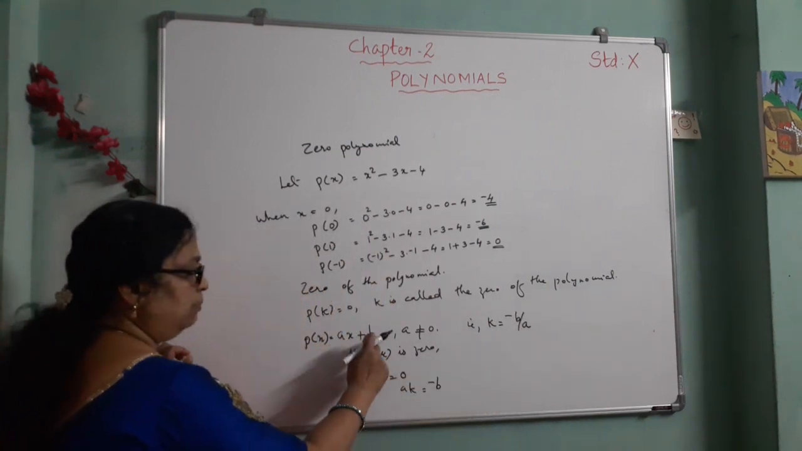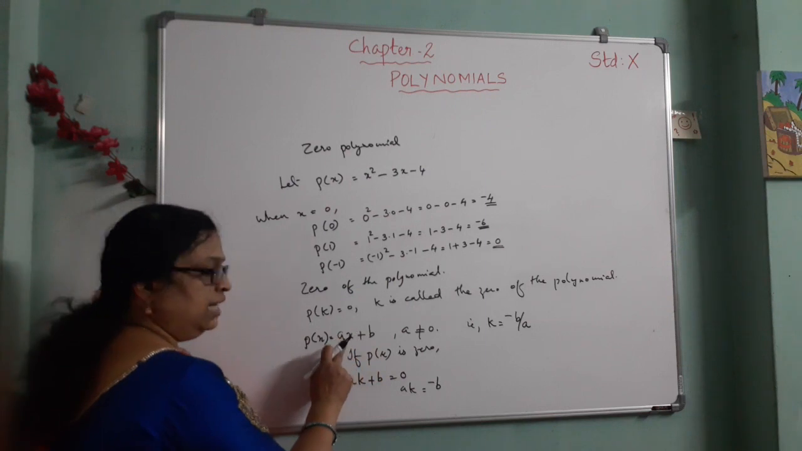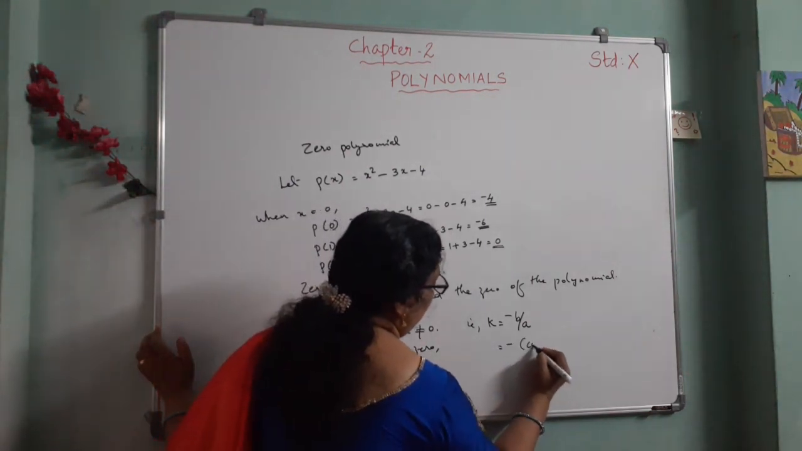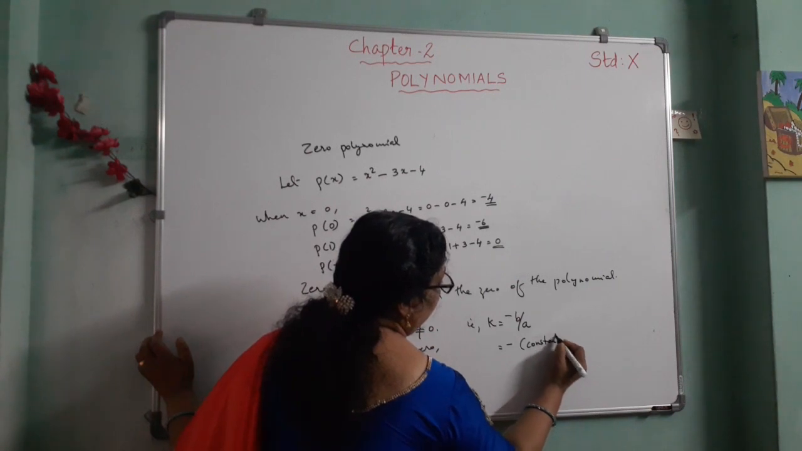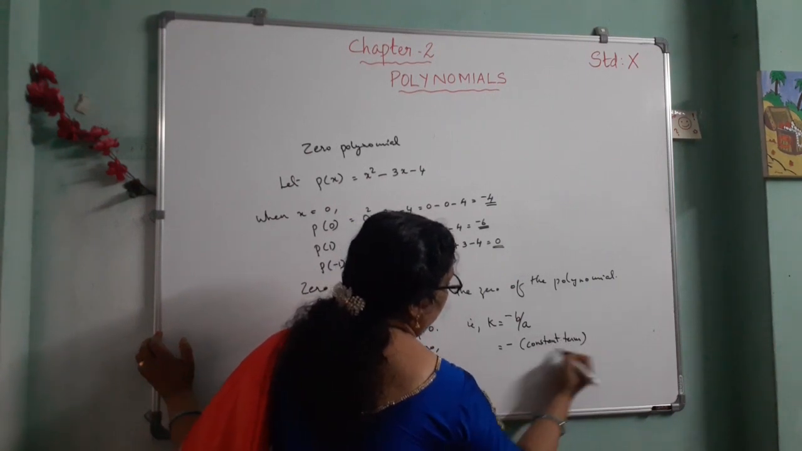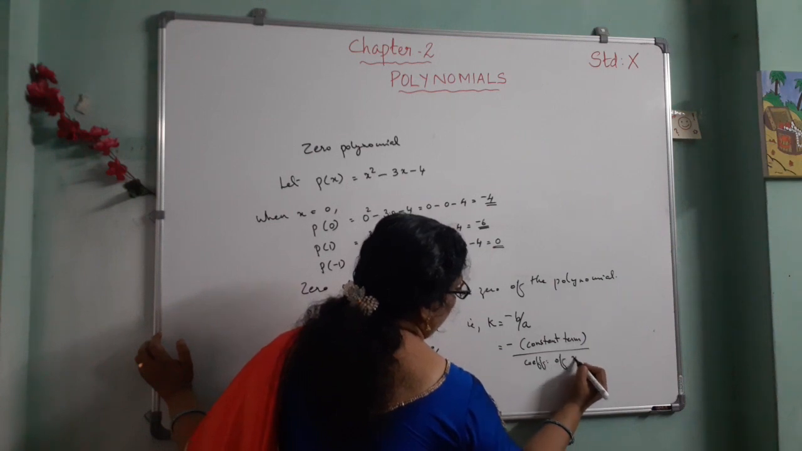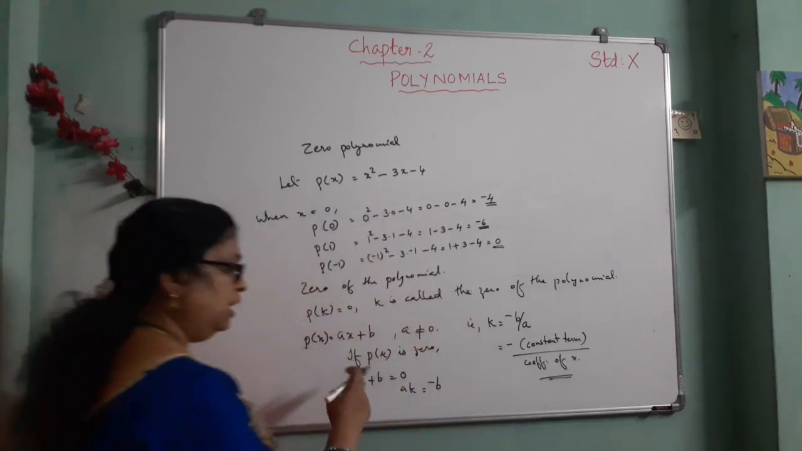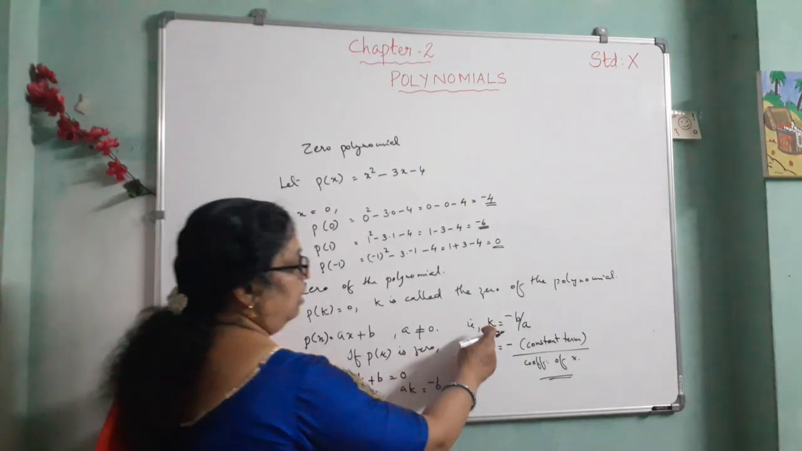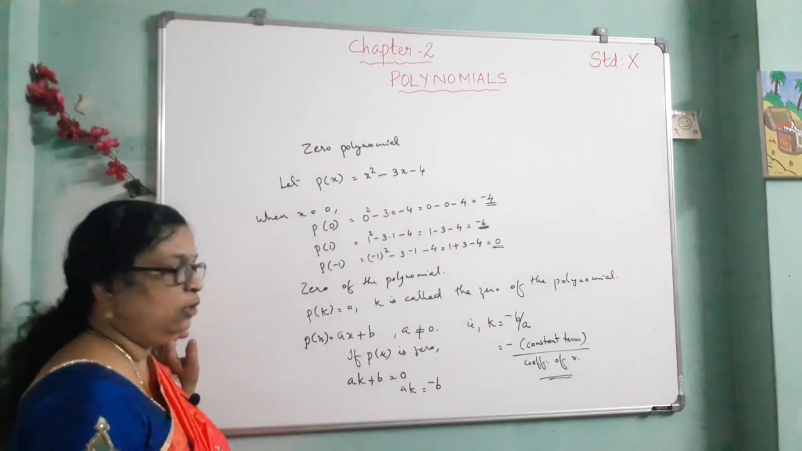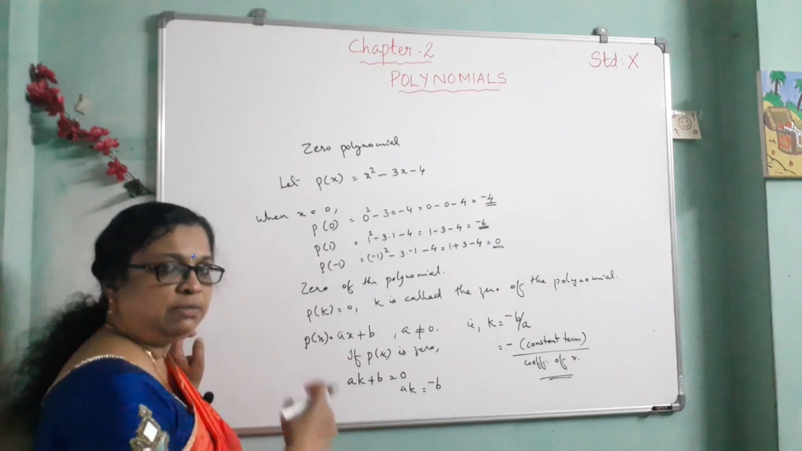In this equation, b is the constant term and a is the coefficient of x. So we can write minus of constant term divided by coefficient of x. So in the linear polynomial, we can find the 0 of that polynomial as minus constant term divided by coefficient of x, that is minus b by a.